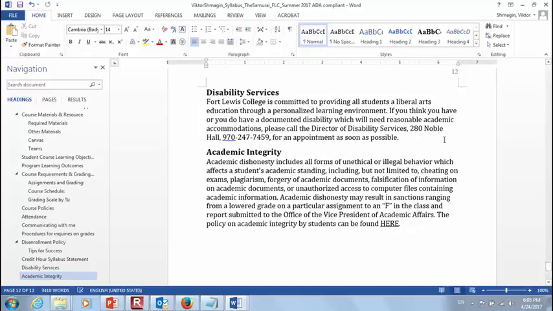Disability services. If you need any kind of accommodation, get in touch with Disability Services. Here is their phone number. And academic integrity: please do not plagiarize. Please do not cheat. If you really want to know what that is, and you really should, you can go here and see what the policy on academic integrity is. If you are caught cheating somehow, then I'm afraid you will not be able to pass the course.